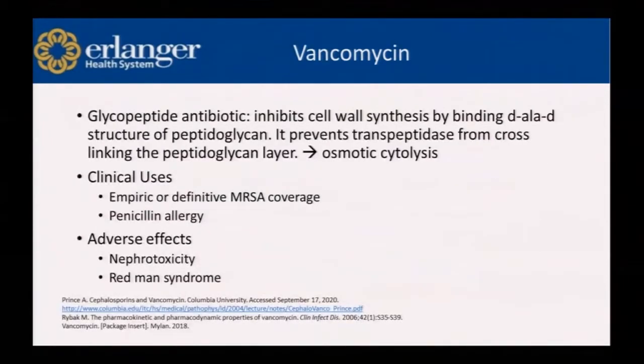So I'll begin with a brief overview of vancomycin, which I'm sure we're all familiar with. It's a glycopeptide antibiotic, meaning that it inhibits cell wall synthesis by binding D-ala-D-ala structure of peptidoglycan to prevent transpeptidase from cross-linking the peptidoglycan layer. So basically it leads to osmotic cytolysis, and that's how it exhibits its bactericidal activity. Clinically, it's used for empiric or definitive MRSA coverage or in patients who have a penicillin allergy. The main adverse effects of vancomycin are nephrotoxicity and red man syndrome.